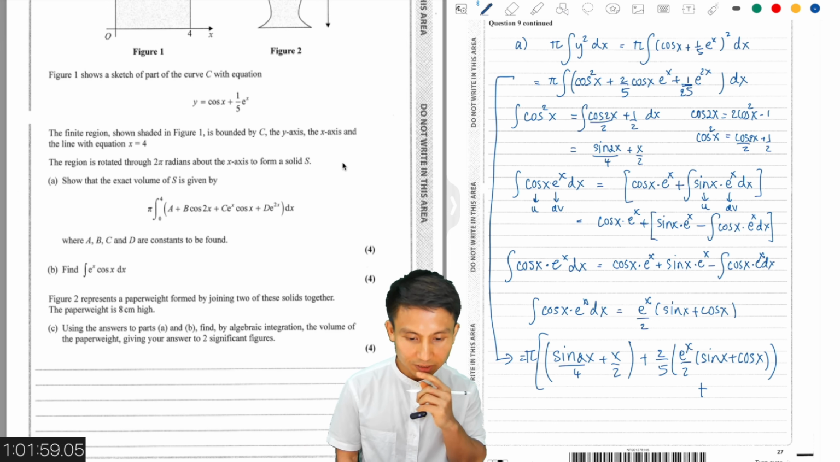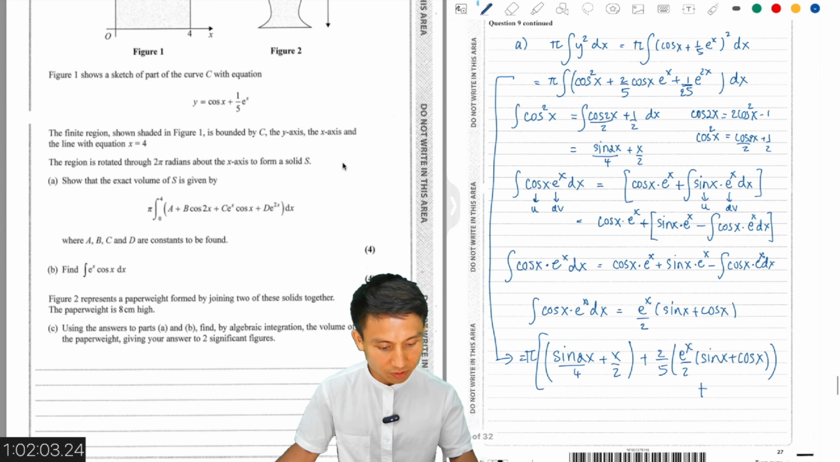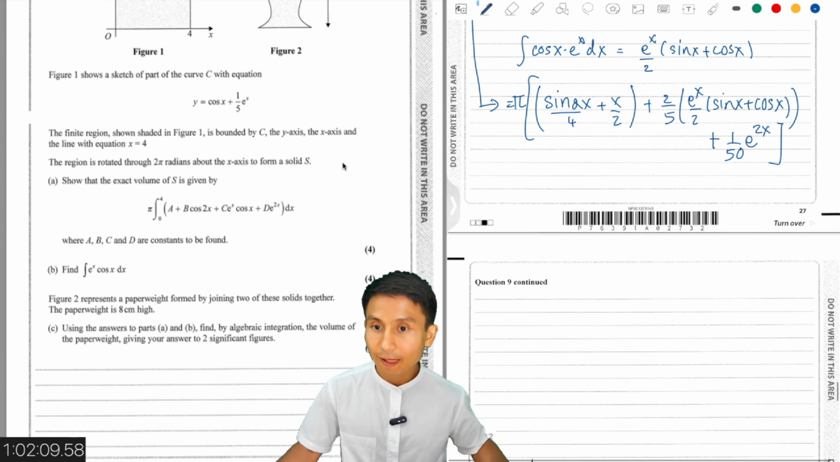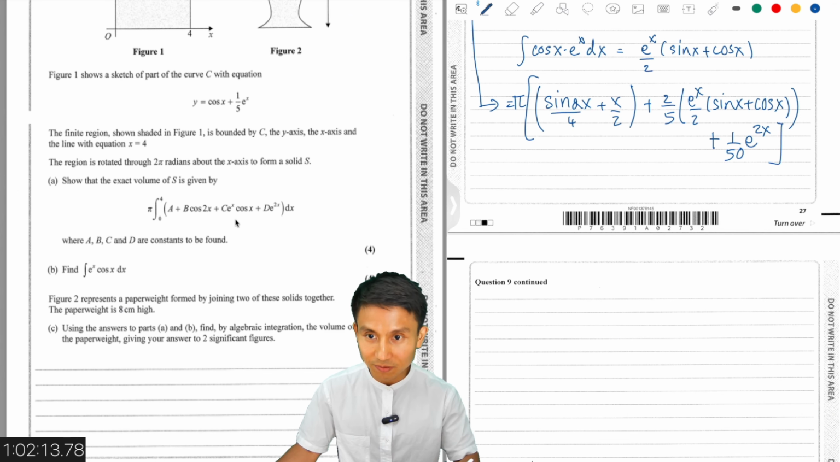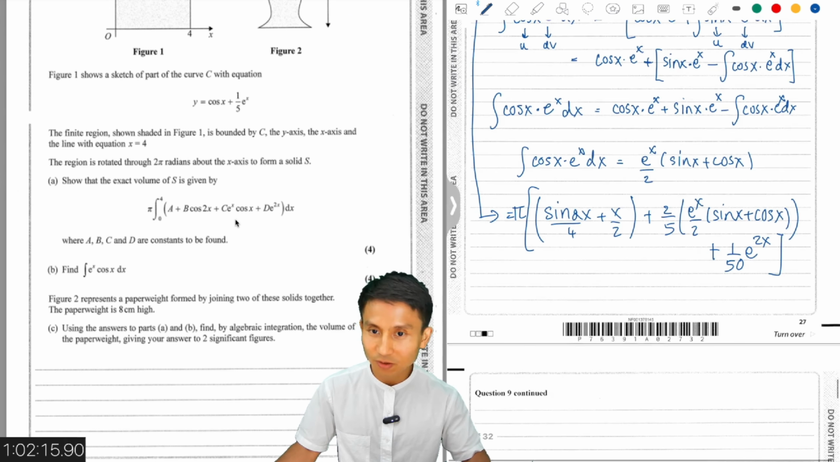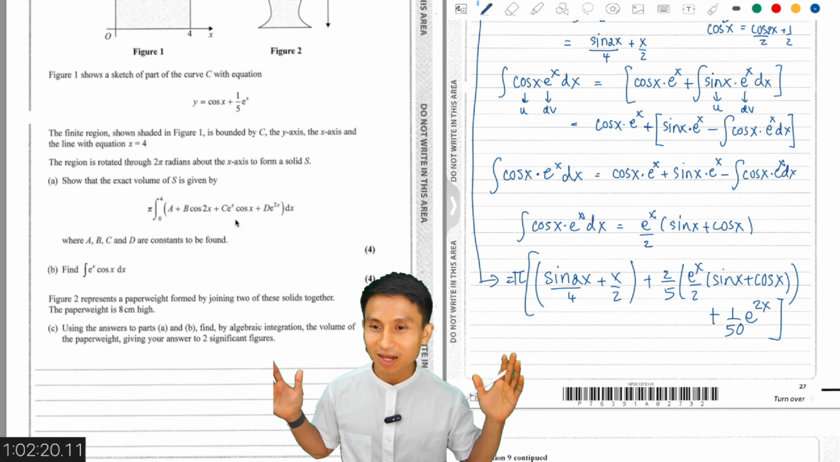The third term is just integrating 1 over 25 e to the 2x. Well, that's just reverse chain rule. So it's 1 over 50 e to the 2x. That's it. Right? And then I want to prove that this is the case. Oh, hang on. I think I'm doing the wrong part here, guys.